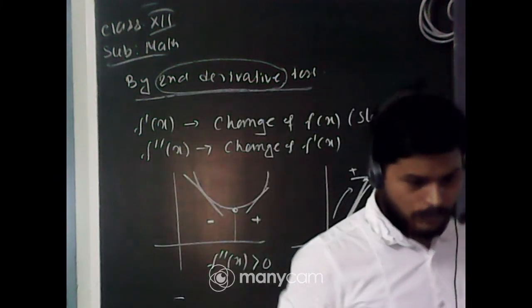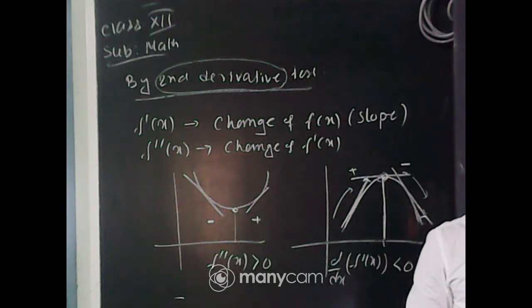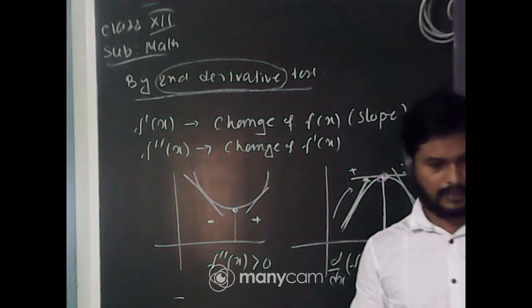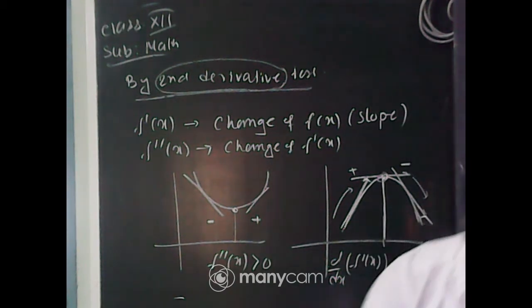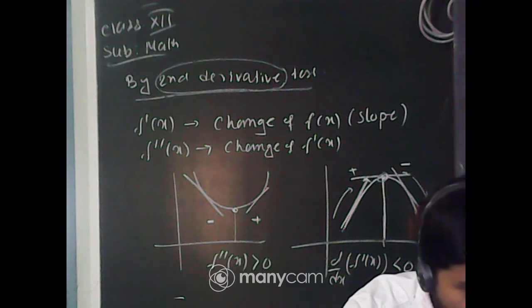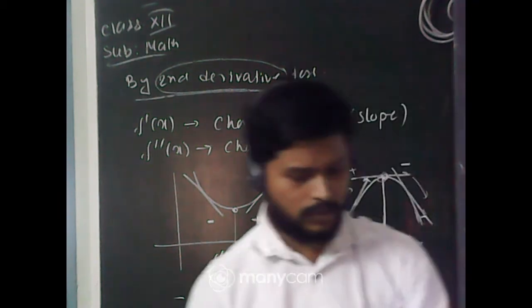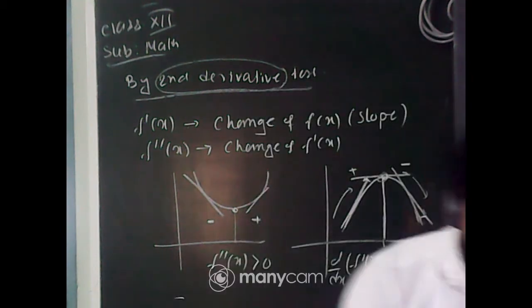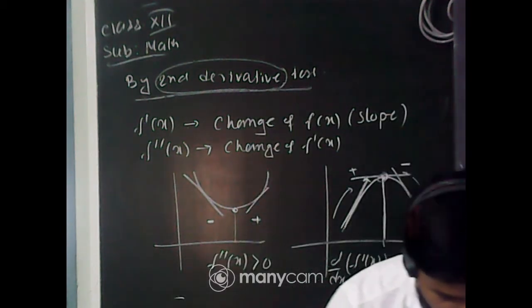Okay, understood? When f double dot x is greater than zero, it will give you the minimum value, and when f double dot x is less than zero, it will give you the maximum value. Any problem? Okay, now we'll apply this second derivative test to find the maximum value and minimum value of a function. So let's come to the exercise.